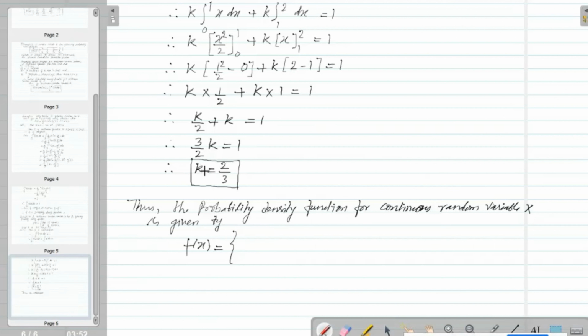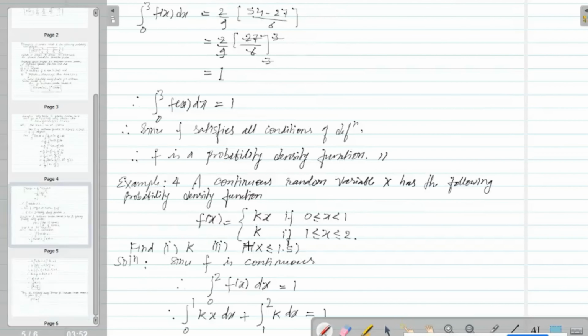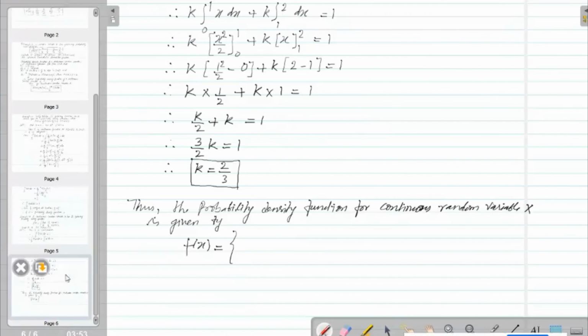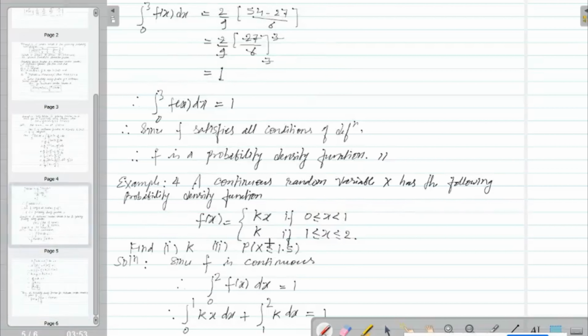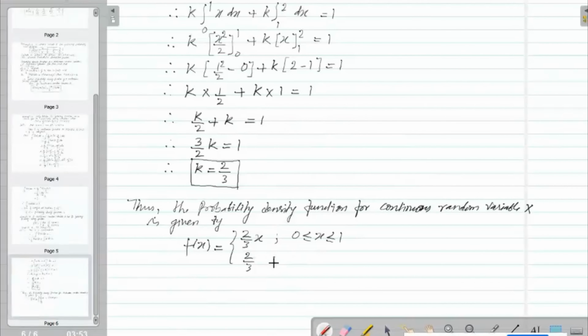Which is equal to, just replace the value of k in the function. Your function is kx, so I am replacing k by its value, which is 2 by 3. That is 2 by 3 x when the first condition holds, that is 0 is less than or equal to x, which is less than or equal to 1. And the second one is 2 by 3, simply a constant number, since the value of k is 2 by 3, when x lies between 1 and 2.